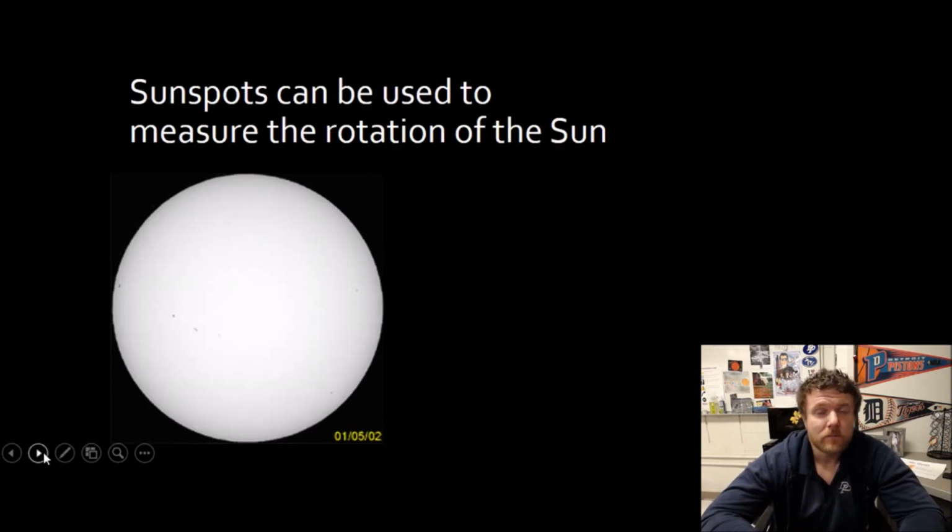How are they helpful? Well, sunspots are what allow us to measure the rotation of the Sun. So if you watch a single sunspot as it travels across the surface of the Sun, you can actually measure exactly how fast that area of the Sun is rotating. And that's the only way that we have been able to measure how fast the Sun is rotating at the equator versus at the poles, is by watching sunspots that happen at different places.